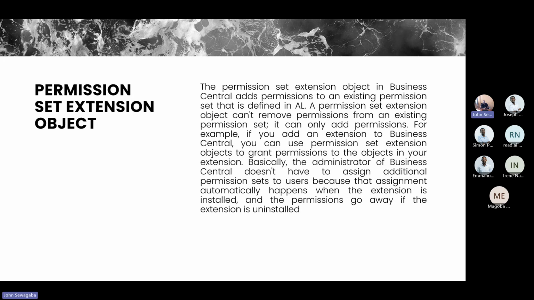So the permission set extension object in Business Central adds permissions to an existing permission set that is defined in AL. Permission set extension objects can't remove permissions from an existing permission set. It can only add permissions. For example, if you add an extension to Business Central, you can use permission set extension object to grant permission to the objects in your extension.